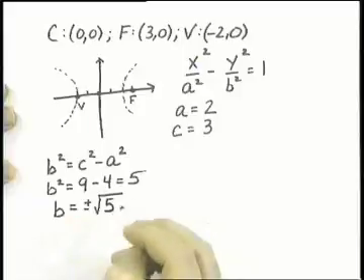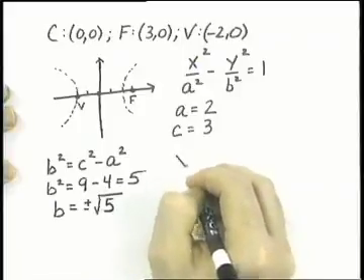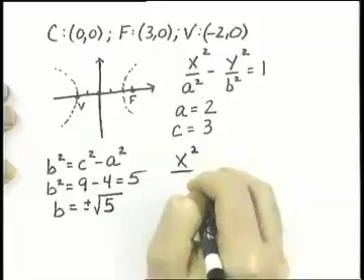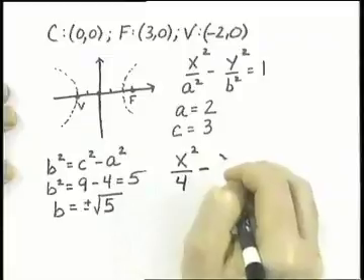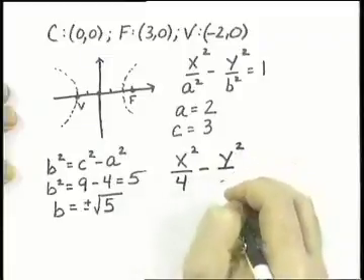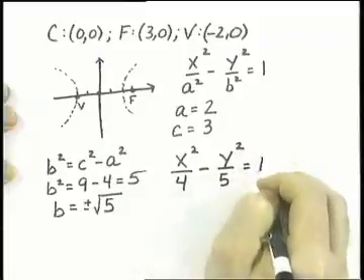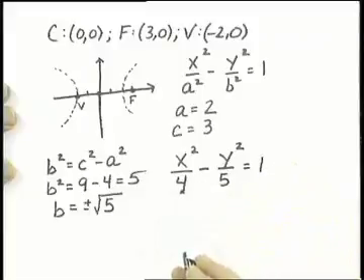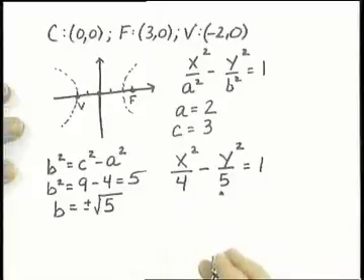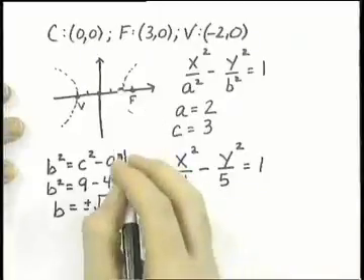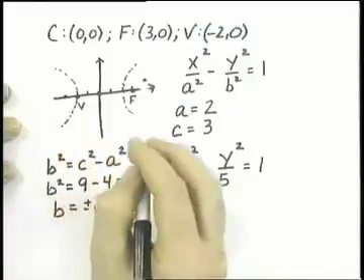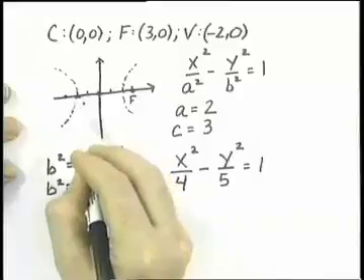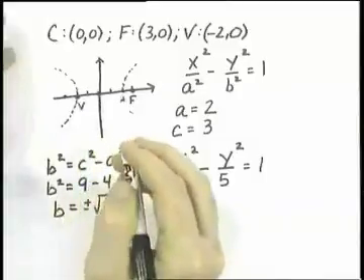Based on this information, we know that the equation of the hyperbola is going to be x squared over a squared, or 4, minus y squared over b squared, or 5, equals 1. Again, notice that a does not have to be larger than b in a hyperbola. Where are our foci going to be located? We're going to have a focus at 3, 0 and at negative 3, 0. Vertices at negative 2, 0 and positive 2, 0.